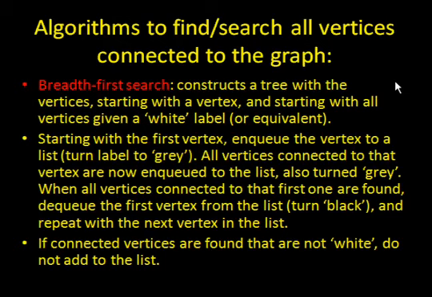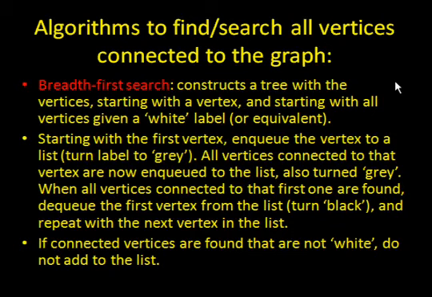Anyway, this algorithm constructs a tree with all the vertices, starting with a vertex that you choose to start with. It also starts by giving all the vertices a white label, or a white color, or some other way to represent that. Starting with the first vertex, you enqueue it. That means you create a queue and add it to the queue, and if there's a vertex in the queue, you turn it gray instead of white.